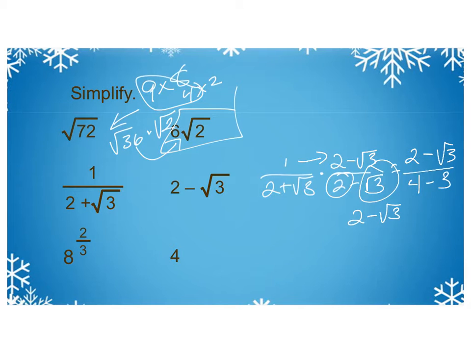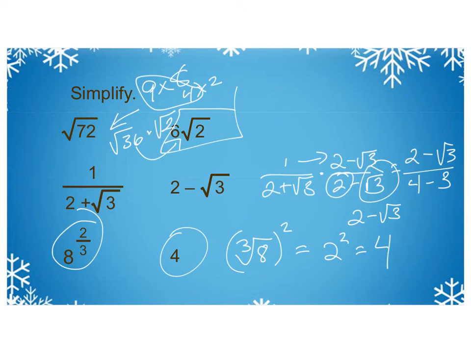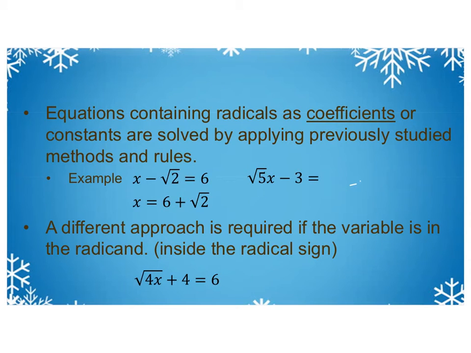All right, on our next one, we actually did this as an example in the last class. I'm going to take the cube root of 8, and then I'm going to square it. I do this because I know that the cube root of 8 is 2. So that's 2 squared, which is 4. So that's my answer. All right, moving on to the next slide.